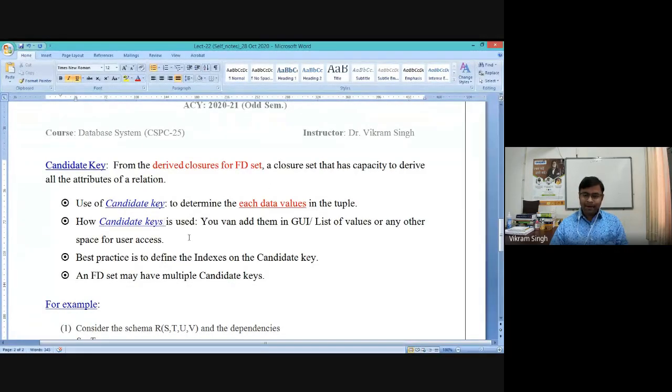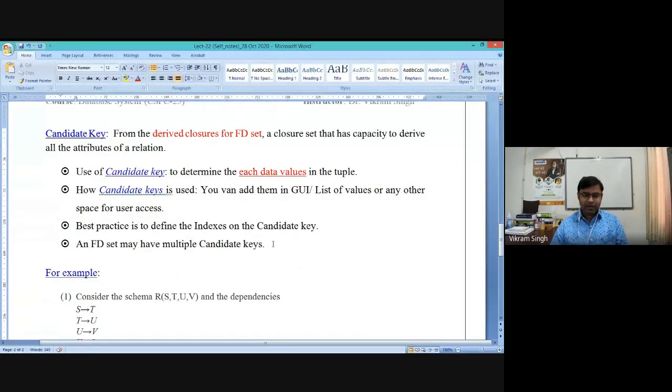So basically these candidate keys will be plugged into the GUI. Now, because we can have multiple closure sets on a database relation or FD set, we can have multiple candidate keys as well, right? It is not necessary that for a database relation or table you have only one candidate key, only one closure set which will be able to derive all the remaining attributes. There are various cases where in a database relation we can have multiple candidate keys, multiple closure sets, which will be able to derive all the remaining attributes.